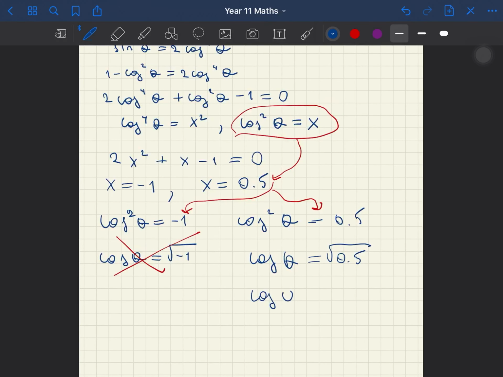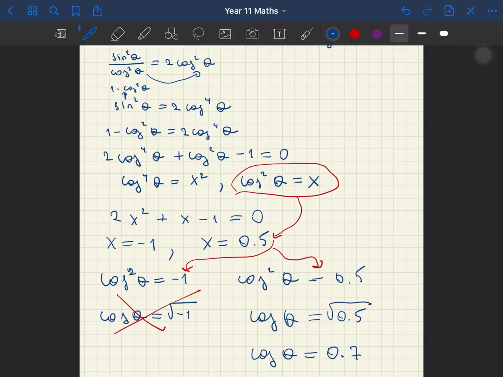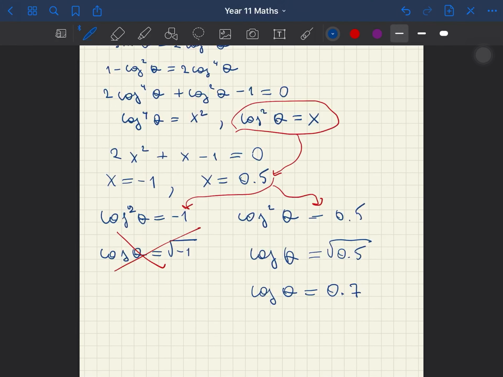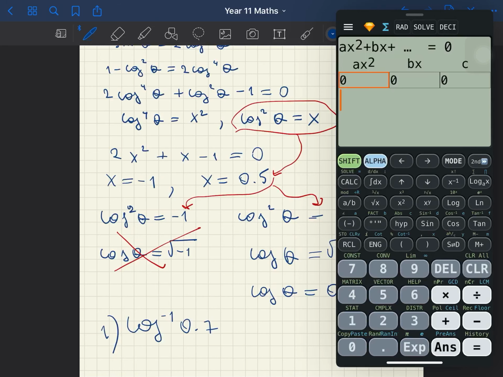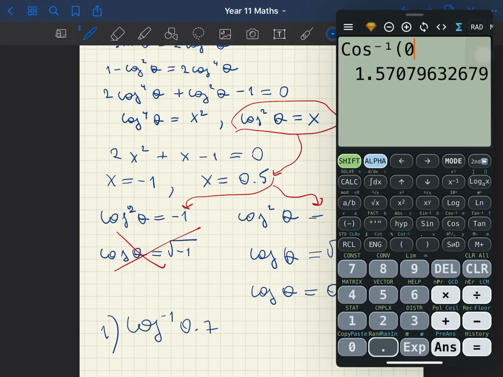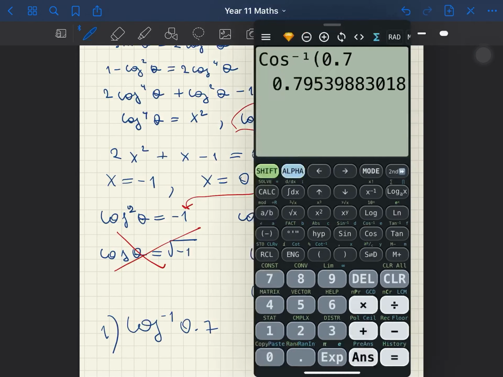Let me make it approximate for you, okay? So it's like 0.7, and from this point you have to find cosine inverse of 0.7. This is the first step, right? So you find cosine inverse of 0.7 equals, and again here you have to use radians.